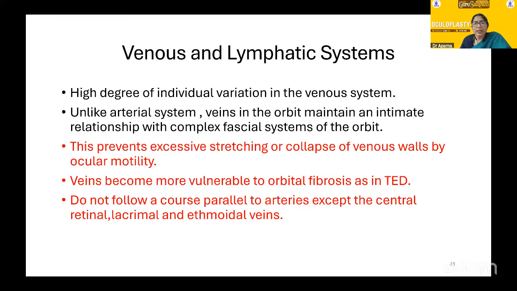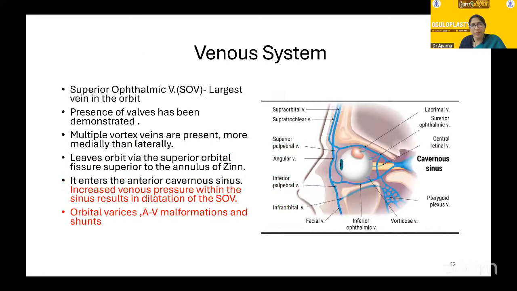Venous and lymphatic systems as the next topic. There's a high degree of individual variation in the venous system. Unlike the arterial system, the veins in the orbit maintain an intimate relationship with the complex fascial systems of the orbit. This prevents excessive stretching or collapse of the venous walls by ocular motility. Veins become more vulnerable to orbital fibrosis as in thyroid eye disease. The veins do not follow a course parallel to the arteries except the central retinal, the lacrimal, and the ethmoidal veins. So this is the venous system in short.